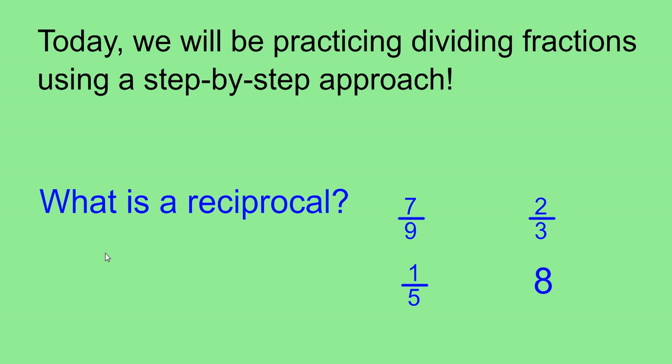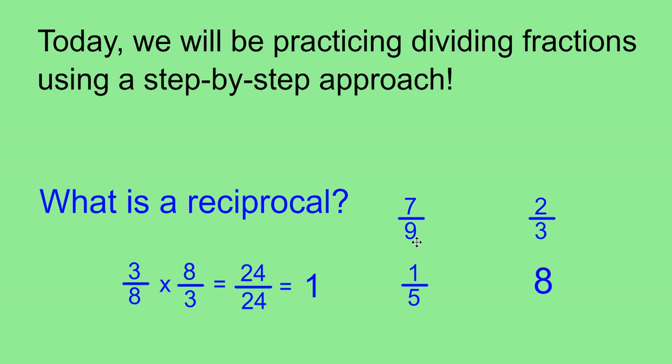A reciprocal is when two numbers are multiplied together and they equal 1, then the other number is the reciprocal of the original number. So example here, 3/8 times 8/3 equals the product of 1, which means 8/3 is the reciprocal of 3/8, and 3/8 is the reciprocal of 8/3.